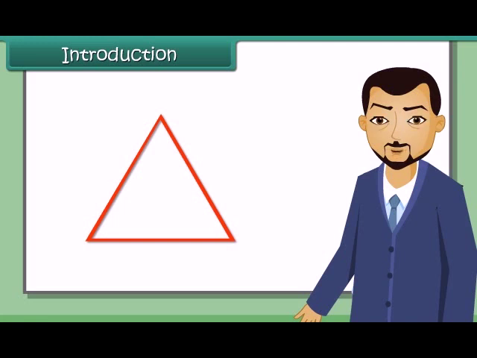Now a question arises whether four measurements would be sufficient to draw a unique four-sided closed figure, namely a quadrilateral. As a quadrilateral has eight parts, we need to know at least five parts to draw a quadrilateral.